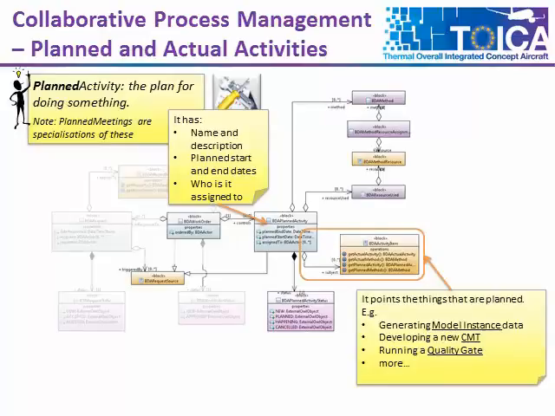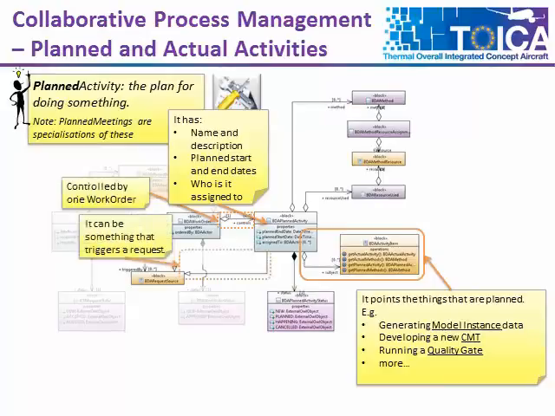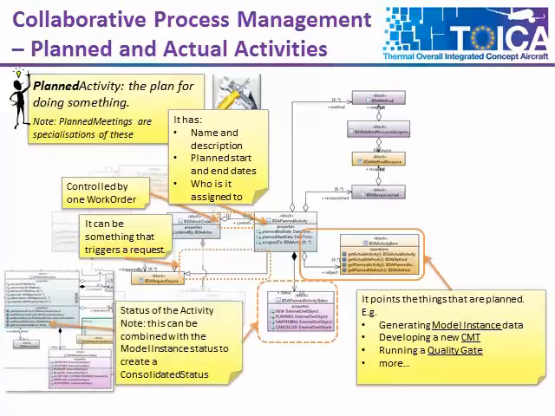The subject of the planned activity is what it's to do. For example, this could be creating a new model type or a new template. It could be executing an associative model network, or it could be creating results data for a model instance, or it could be running a quality gate. It's controlled by a work order, and it also can be something that triggers a request. For example, I'm planning to do something, so request something else to be done. It has a status, and this status can be consolidated into the model instance status.